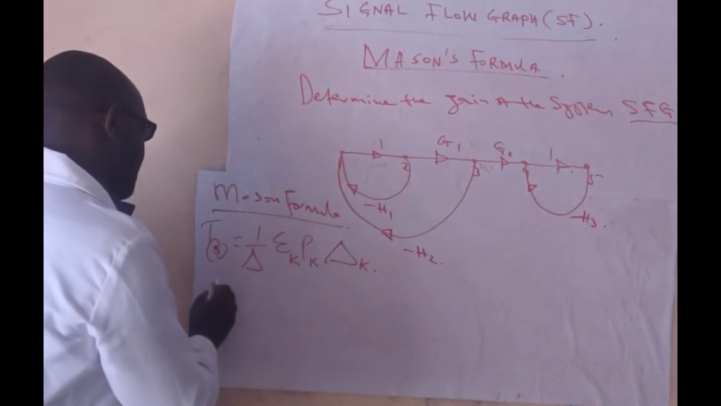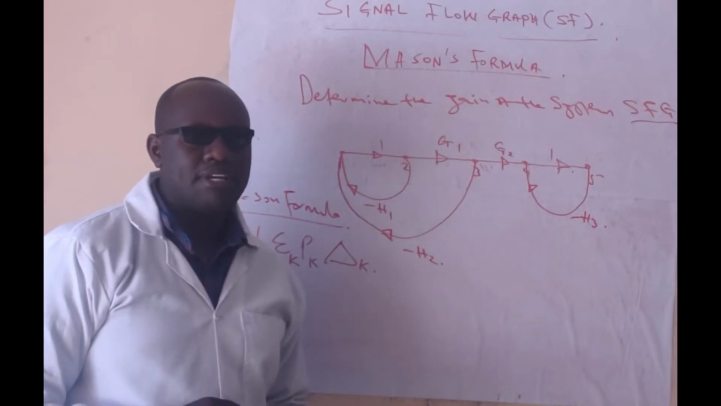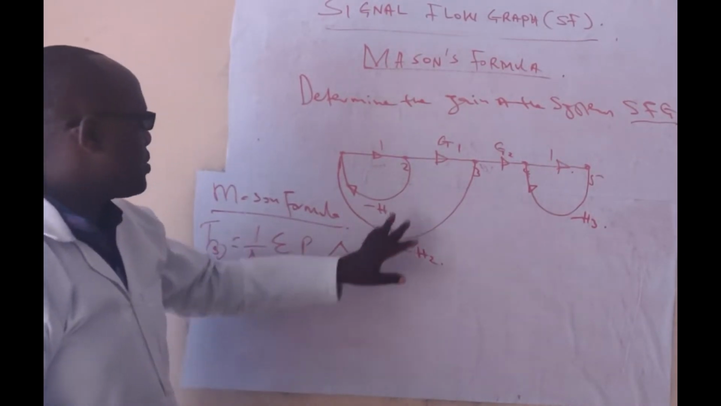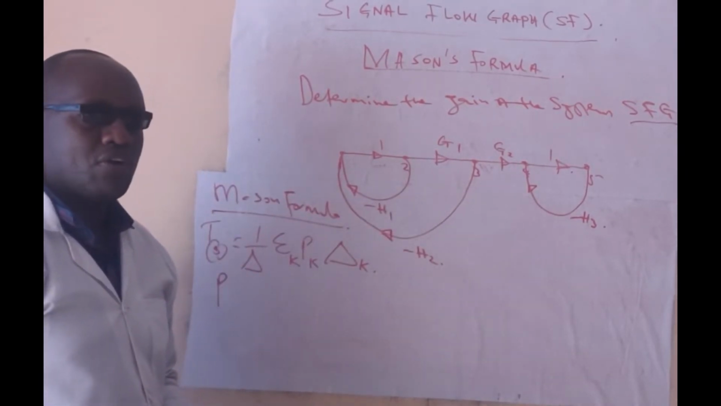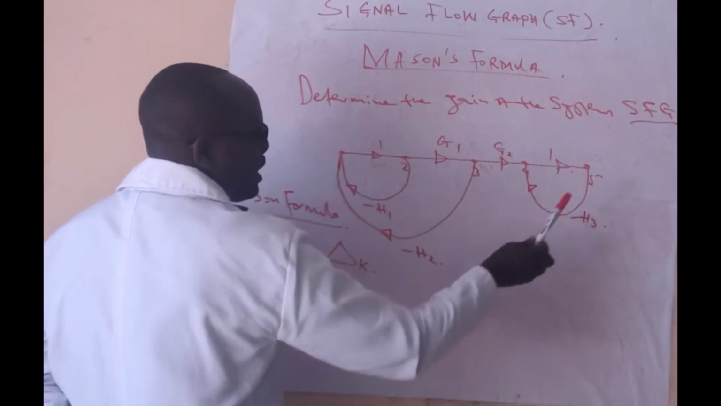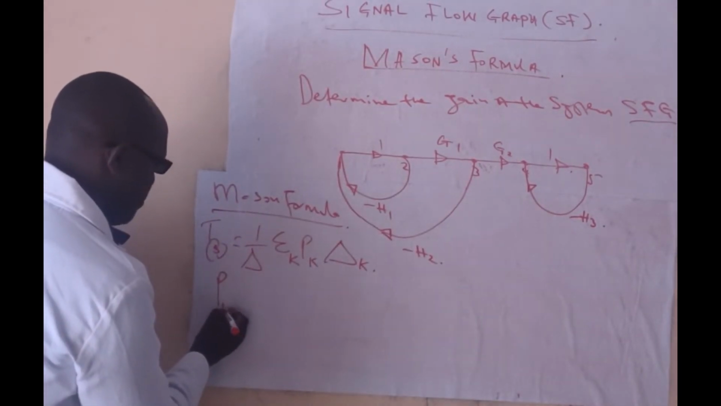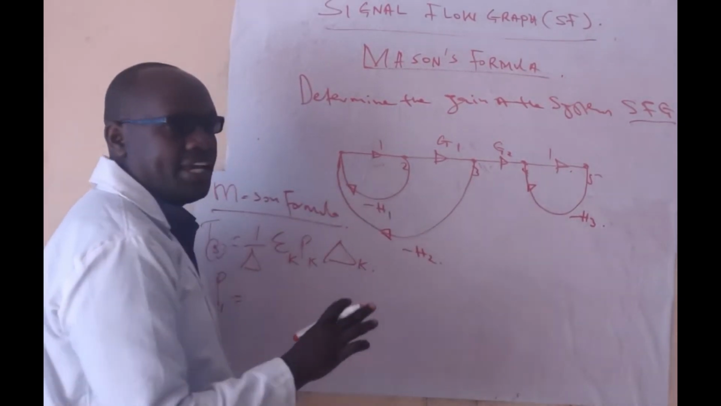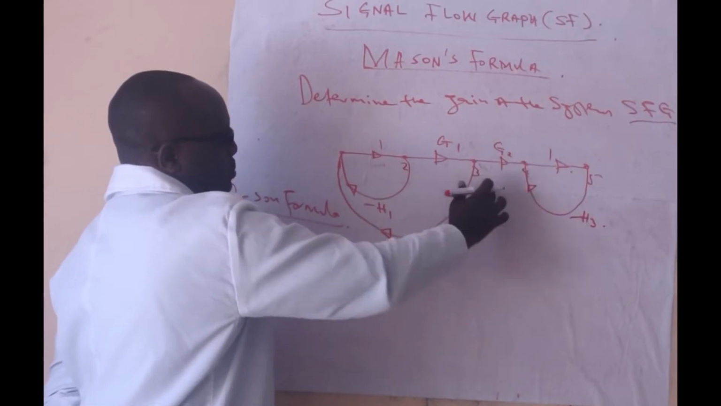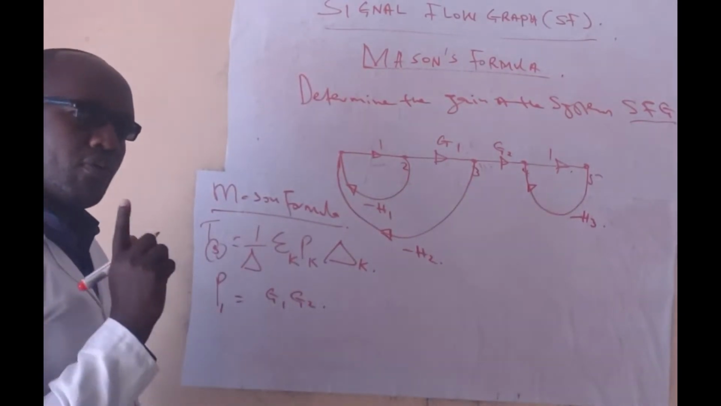So let's start with P. P, we were saying it is the forward path of the system. So the first thing to do is to determine the number of forward paths. When you're given a system, you are supposed to determine the forward paths. So based on what we have been given, we can determine the number of forward paths. From here, we are only seeing this one. There is only one forward path. So one forward path, we can just say P1 equals 2. The gain of that forward path is the product of all this: 1, G1, G2, and then 1. So the product of that will give us G1 G2. So we have only one forward path.